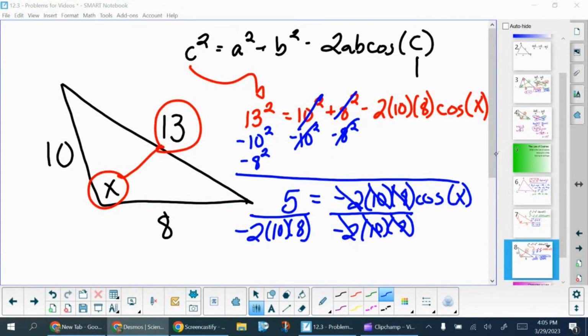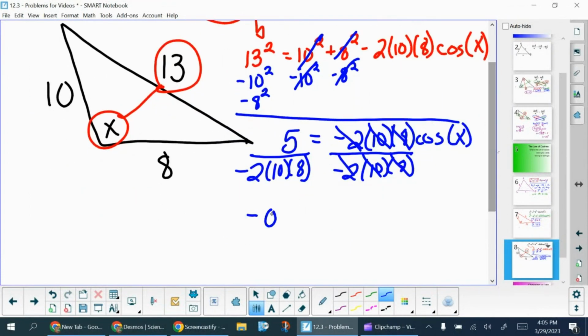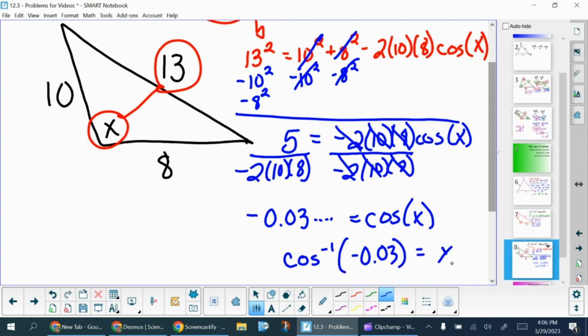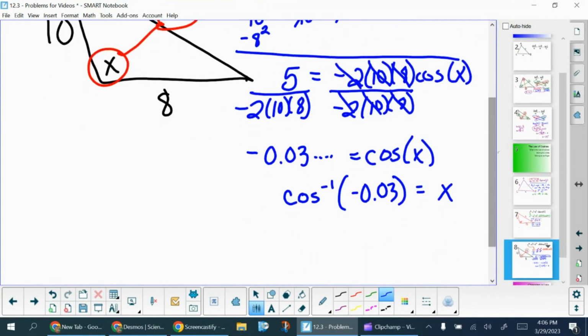I'm going to leave that value stored in my calculator, and I'll show you how to deal with that. But 0.03 blah, blah, blah equals cosine of x. And now this is the point where if I want to solve for an angle, and I know what the cosine is, I can use the inverse cosine to do that. So I'm going to go ahead and take the inverse cosine of my thing, negative 0.03, and that's going to give me my angle. All the inverse cosine does is I put in what the cosine is, it spits out the angle. And so I'm going to go ahead and use my calculator to do that part.